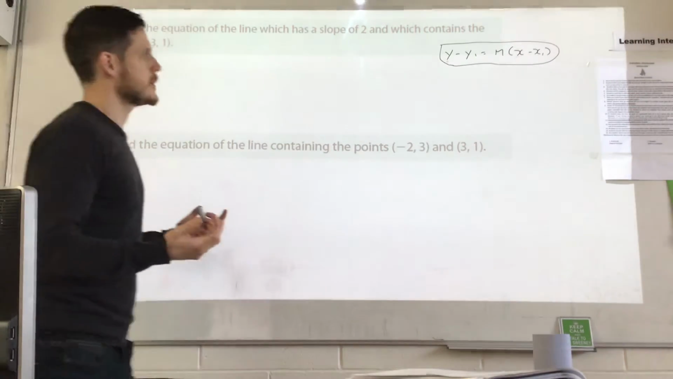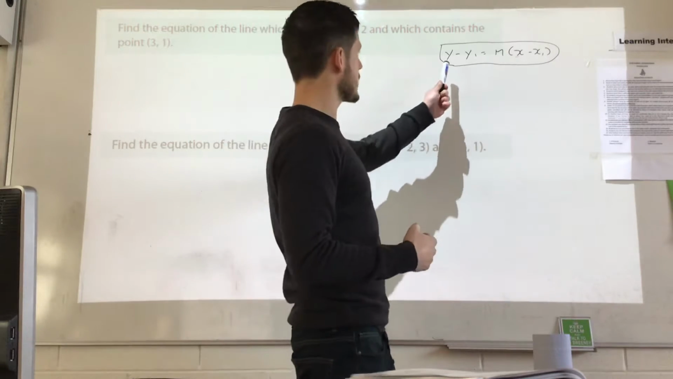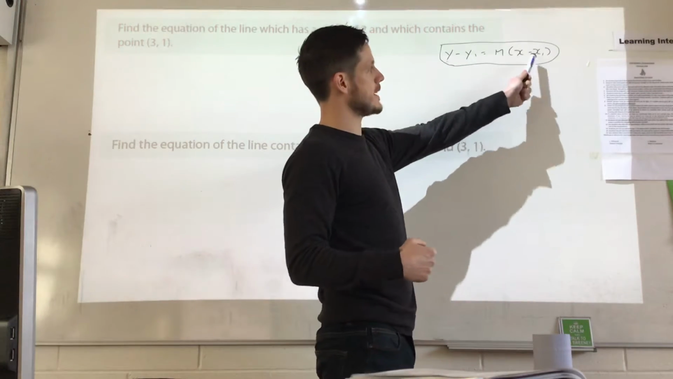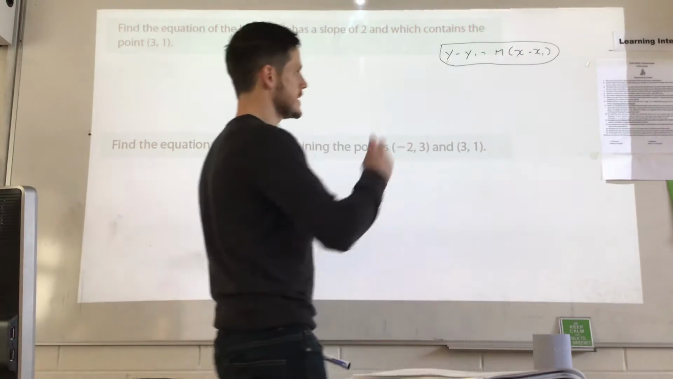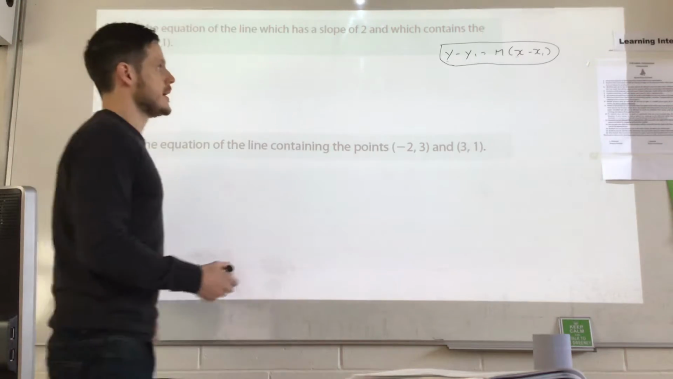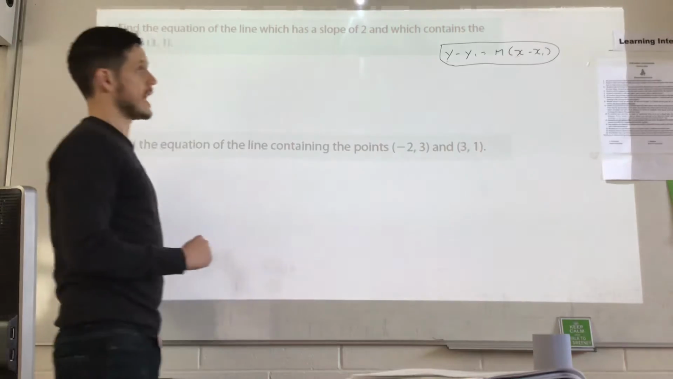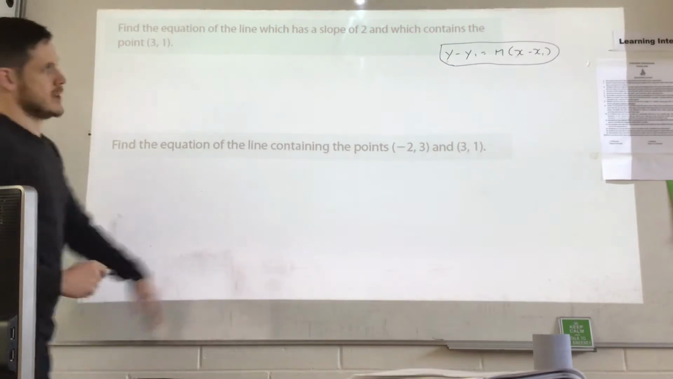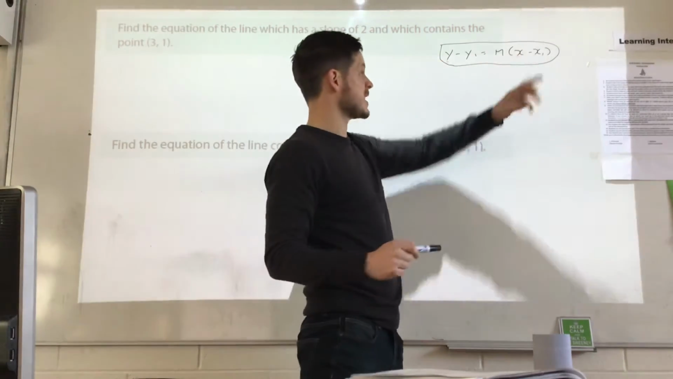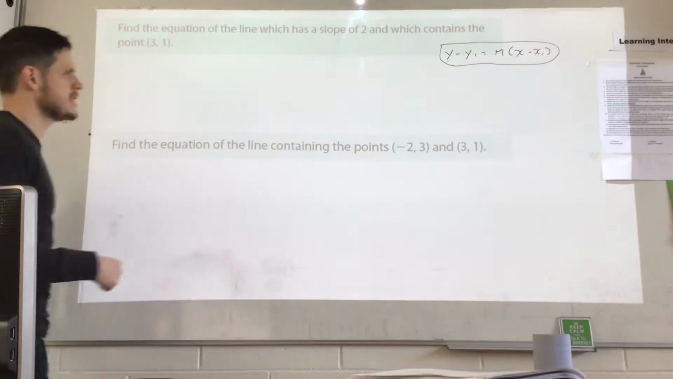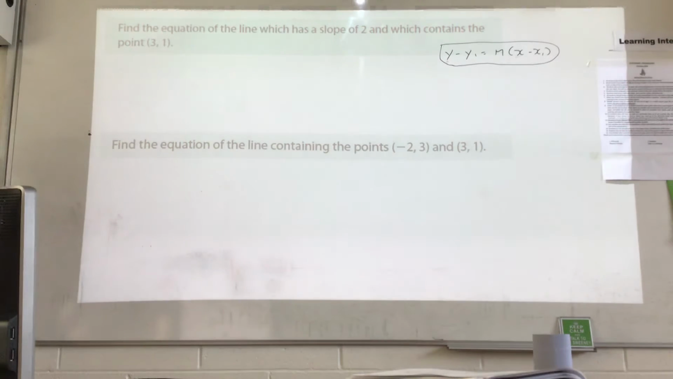So the formula for the equation of a line is given to you in the exam. It's in your log book. It's y minus y1 is equal to m on x minus x1. There's three things there that we need to sub into the formula: y1, x1, and the slope, which is m. This y and this x actually stay as y and x. So when you're given the equation of a line, you'll have a y and an x in there.